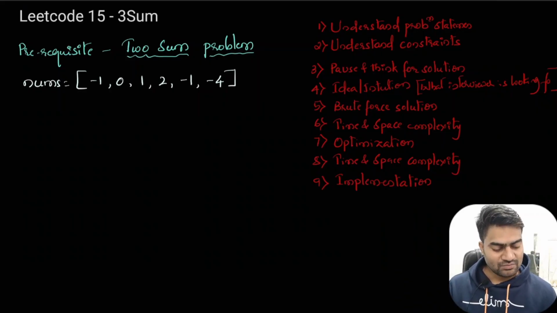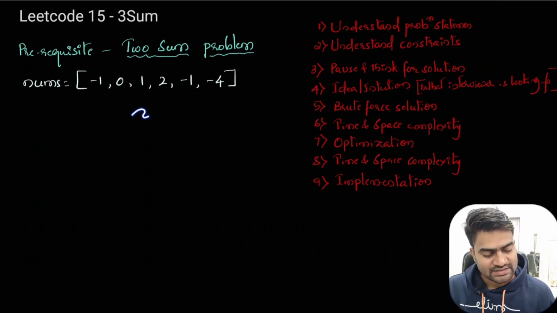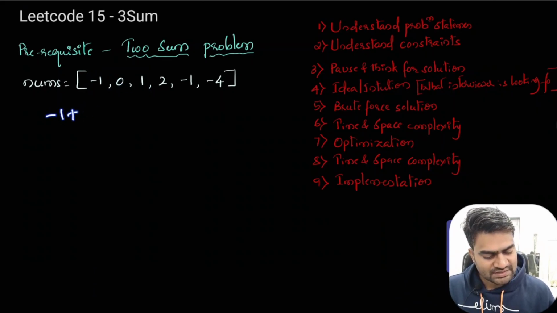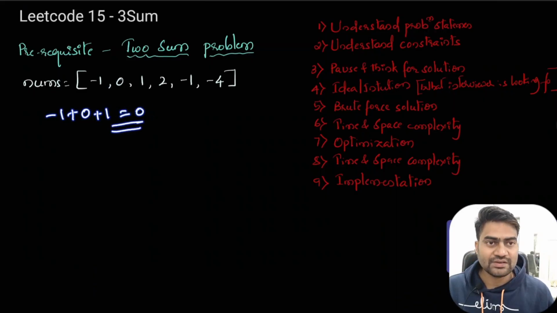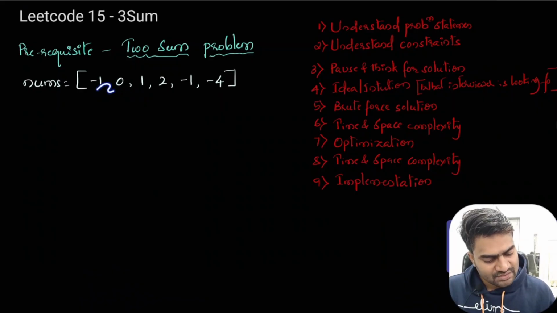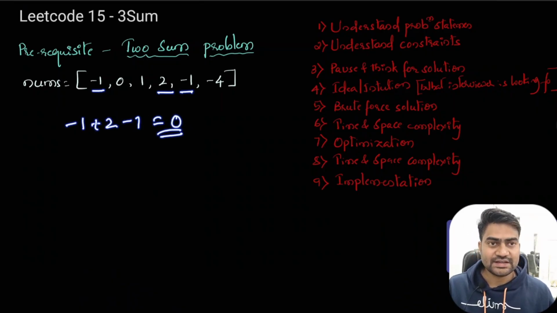Now if you see, they have given this particular nums array. We need to find the triplets which will sum up to give us 0. There is this triplet which adds up to 0, for example minus 1 plus 0 plus 1 results in 0. So this is one triplet for us. Again, minus 1, 2 and minus 1: minus 1 plus 2 minus 1 will result in 0.